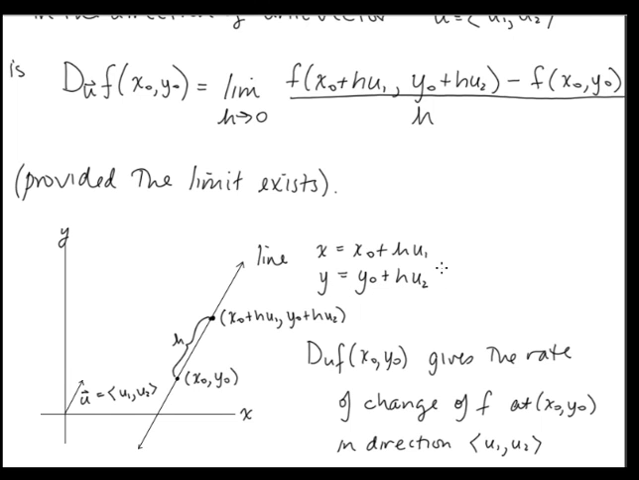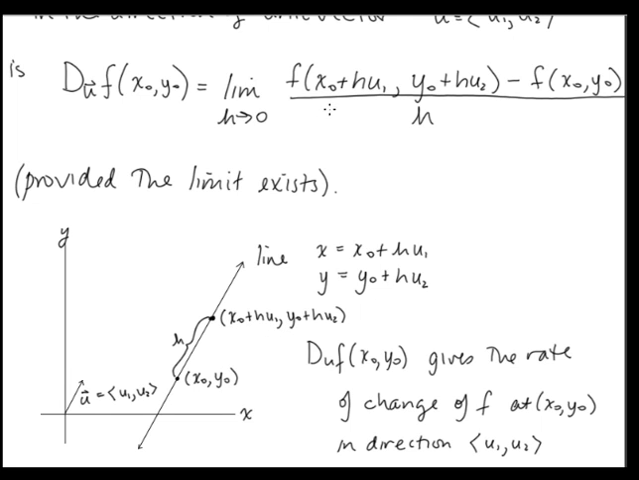This is very similar to the parametric equations for the line in three-dimensional space, only now we're in two-dimensional space. We've got our direction vector u1, u2, our parameter h, and this is a parametrization of the line through x naught, y naught in direction of u. So any point on this line, for some h value, is going to look like this: x naught plus hu1, y naught plus hu2.